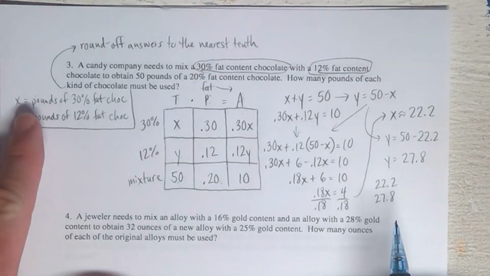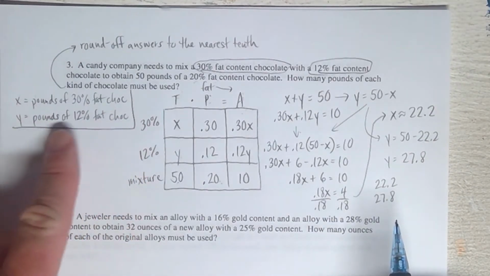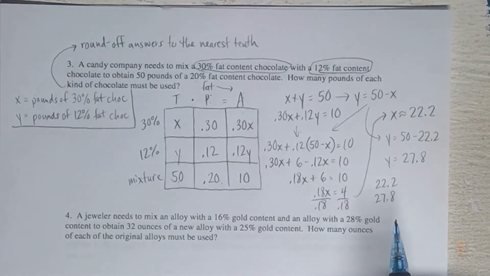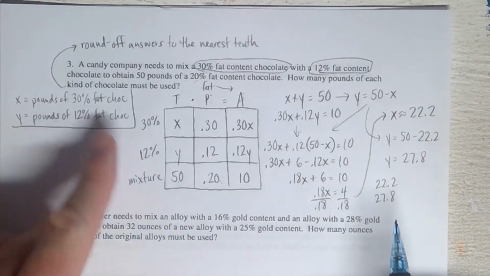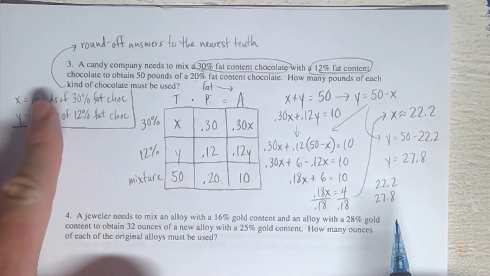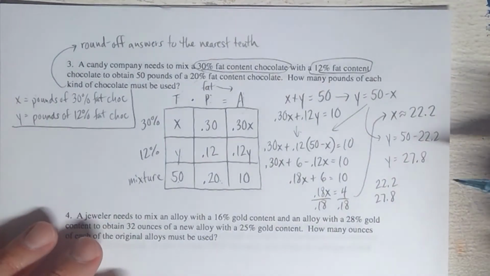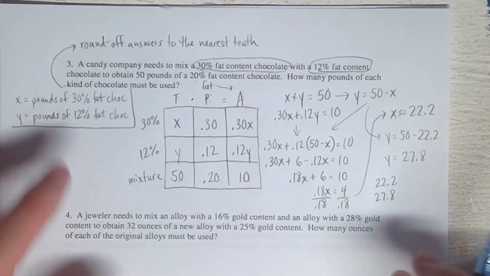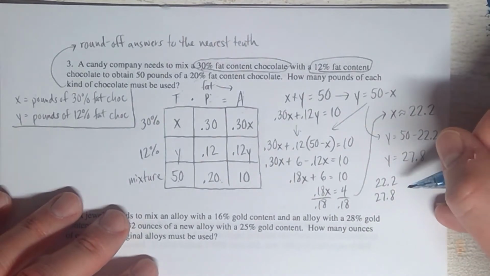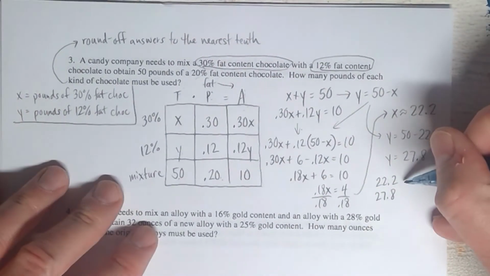You can see over here when we designated this, and this is why it's so important to be specific here. Okay, don't just say X is 30% and Y is 12%. Be more specific than that so you know that it's pounds. You know exactly what you're looking for with detail here. Okay, so that when you write out your answer, there won't be any confusion. We know that X and Y are in pounds.